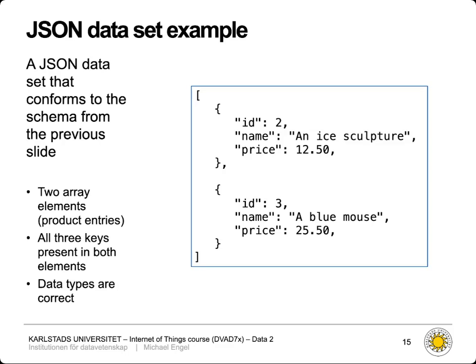So using this schema from the previous slide, we can easily verify that this is actually a valid JSON dataset that conforms to our product catalog schema specification.